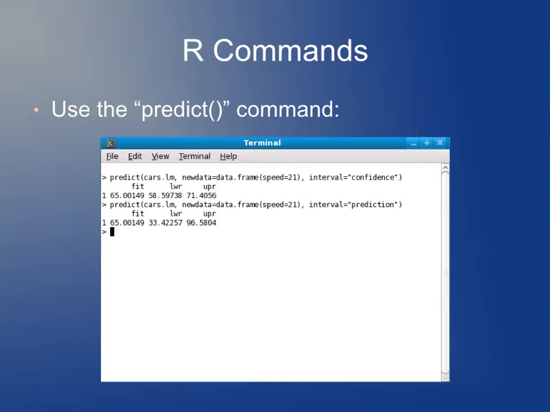If you'll recall, we used predict before, but we didn't specify that we wanted any type of confidence interval. If we just say predict with new data equals data.frame speed equals 21, then it would just give us the predicted stopping distance, which is 65 in this case. But if you wanted a confidence interval for that, you use the predict command and add the parameter interval equals confidence. That goes from about 58.6 to 71.4. If you want a prediction interval, then you add interval equals predict, and that goes from about 33.4 to 96.6.